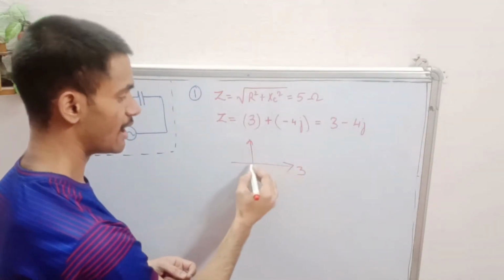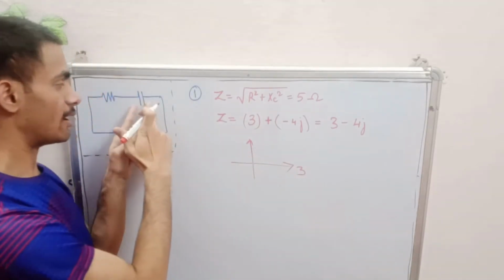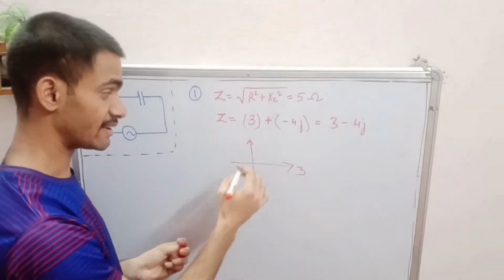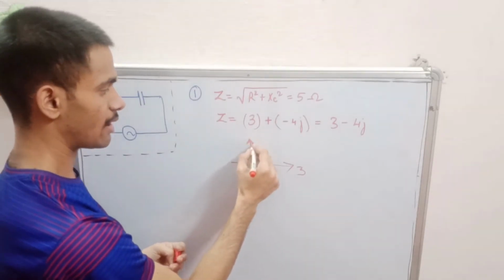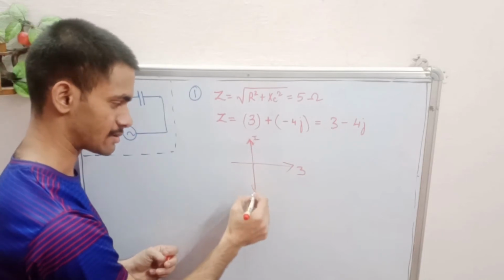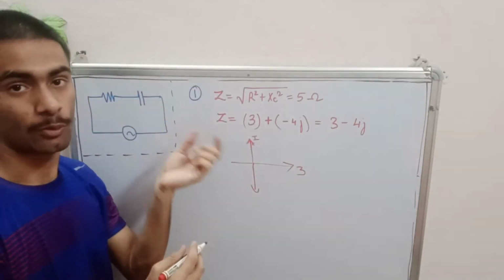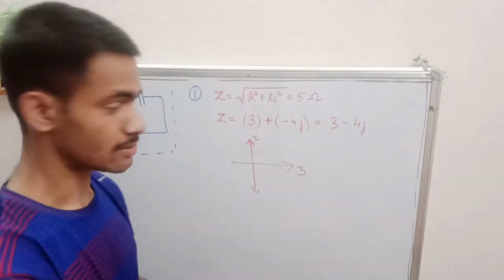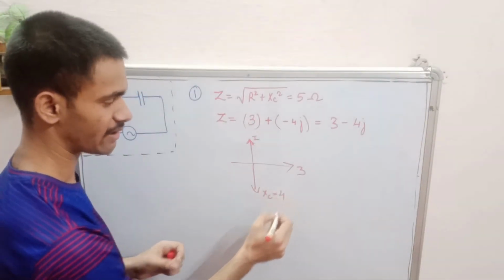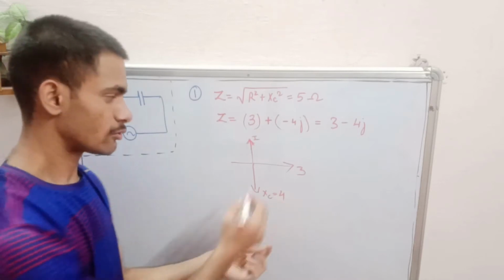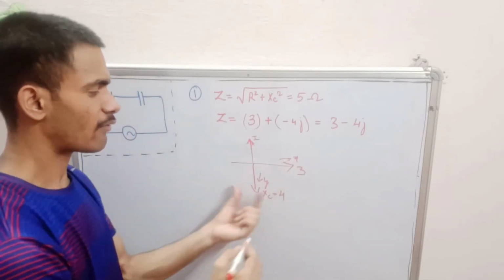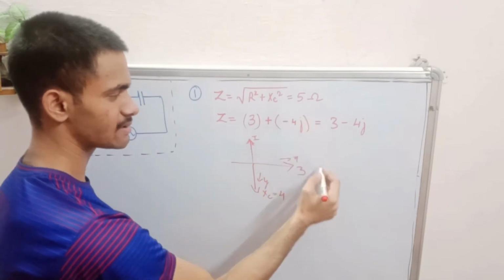This would be 3, and in this capacitance, current leads the voltage by 90 degrees. So we can say current would be there, but the impedance of this capacitance would be lagging behind the voltage by 90 degrees. So here we have to mention XC, and that has been given as 4. So this is the X-axis and this is the Y-axis, and the Y-axis is being represented by this j vector.